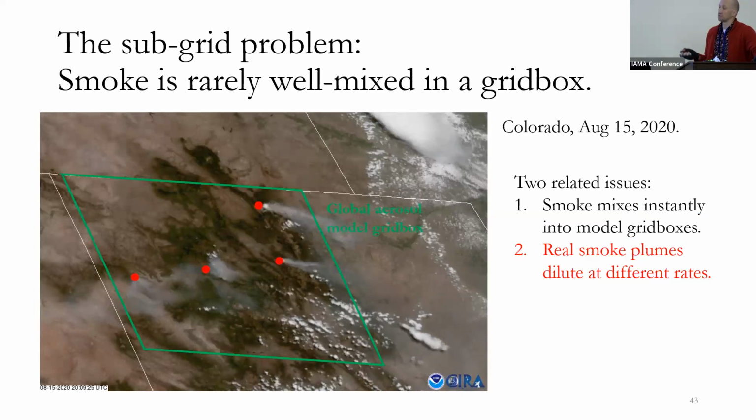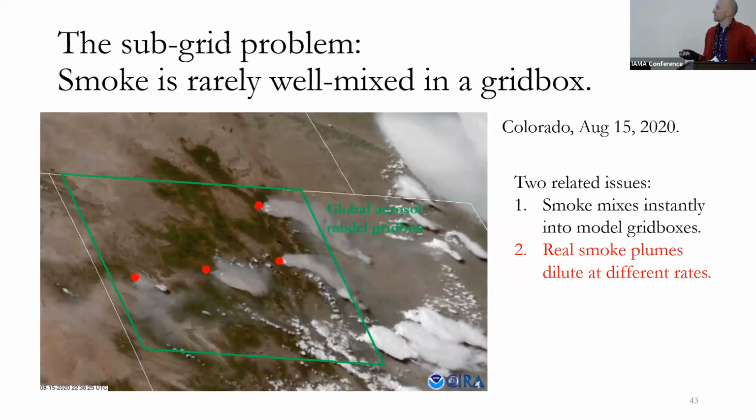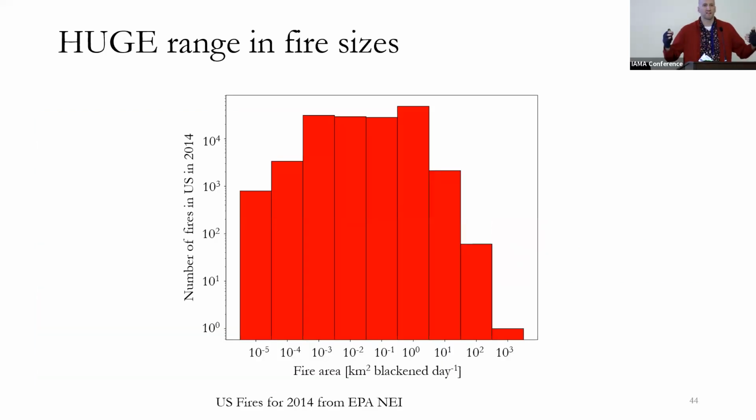And two, real smoke plumes dilute at different rates. This is, I think, an underappreciated part of smoke modeling. I like to think about it as driven largely by fire size differences. This is from the EPA's NEI in 2014. They nicely had an inventory of fire area burned per day. On this axis, this is kilometers squared burned within a day. And this is essentially a fire size distribution, or a histogram of how many fires are of different sizes. This spans 8 orders of magnitude in fire size and fire area. And then this is just a count in log scale, with the peak being in these mid-range fire sizes.